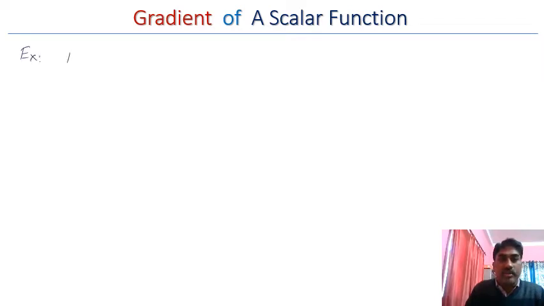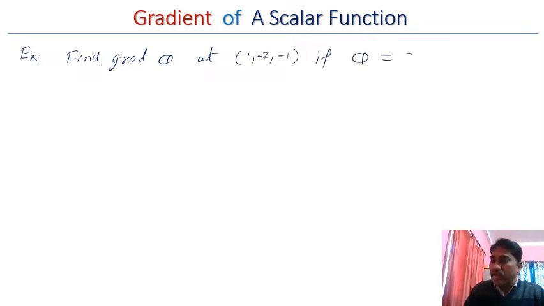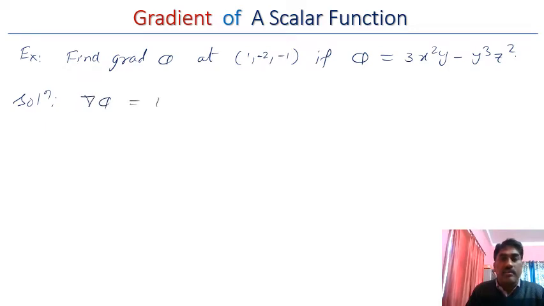So example 1, find grad phi at 1, minus 2, minus 1 if phi is given by 3x square y minus y cube z square. So as we have learned the formula, del phi is called grad phi, and this is i phi x plus j phi y plus k phi z, where phi x, phi y, phi z are partial derivatives.